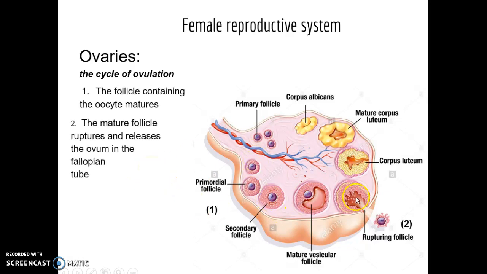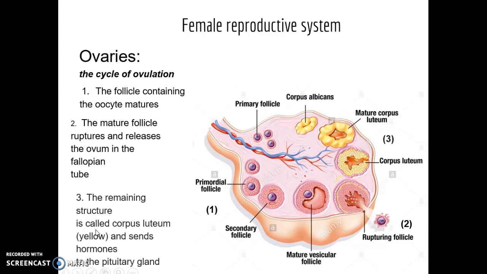Then what happens at the moment of ovulation is that this mature follicle ruptures, it breaks, and releases the ovum outside the ovary into the fallopian tube. You see here that the ovum is released and this follicle remains inside the structure of the fallopian tube.